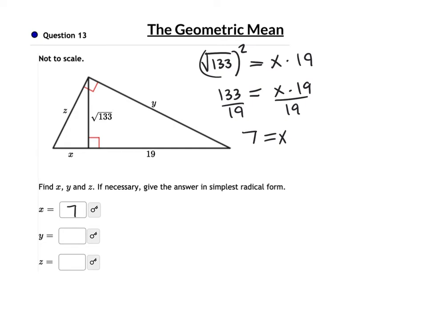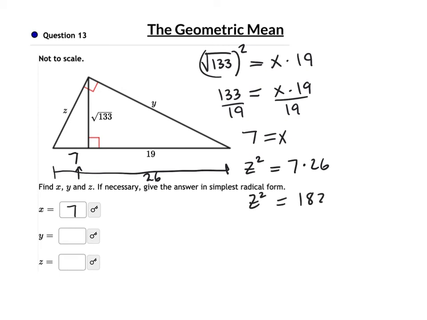Let's take and replace x with 7. Now I have everything I need to find z and y, because I know the leg squared, z squared, equals the piece on its side of the hypotenuse, 7, times the whole hypotenuse, which is 7 plus 19, 26. 7 times 26 is 182. Z squared equals 182. Square root, square root.